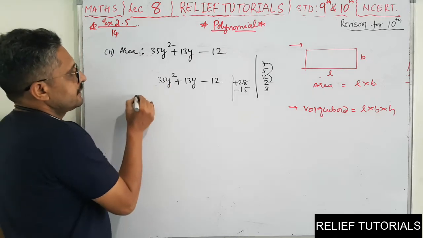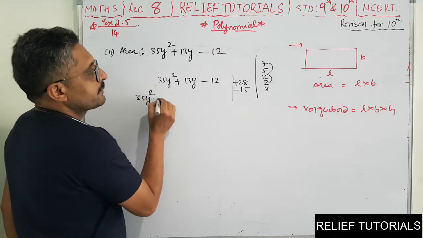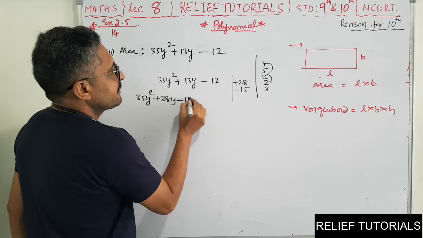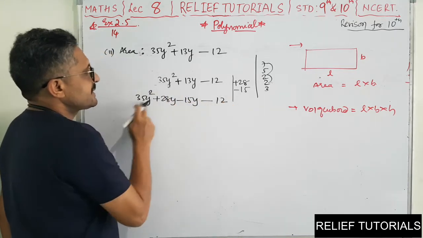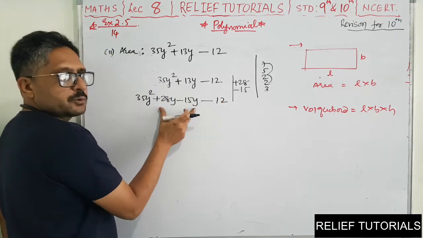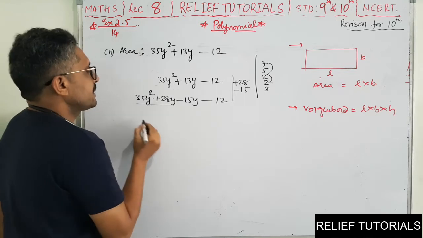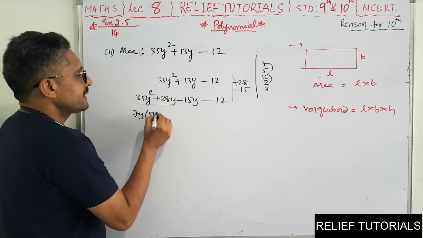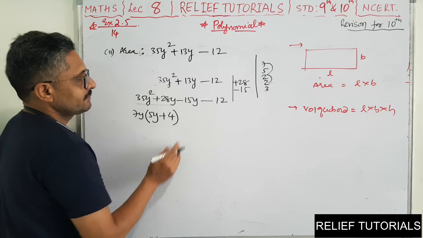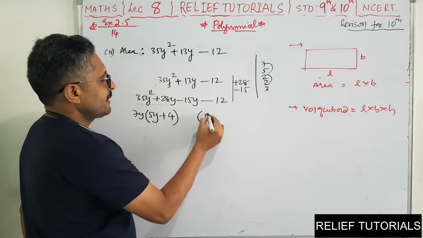Now you get 35y² + 28y − 15y − 2. First term as it is, last term as it is, just splitting the middle term. Now from this common, you will take 7y. So you will get here 5y + 4. Clear?